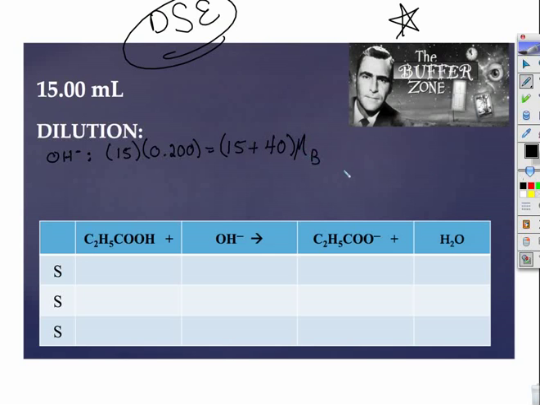So we need a new molarity of our base. And the new molarity of our base turns out to be 0.0545. Okay? Now we're going to do the same thing for our acid. By the way, it's not unusual to write HA or HX as a generalized weak acid. So sometimes you can do that as a little bit of a shorthand.